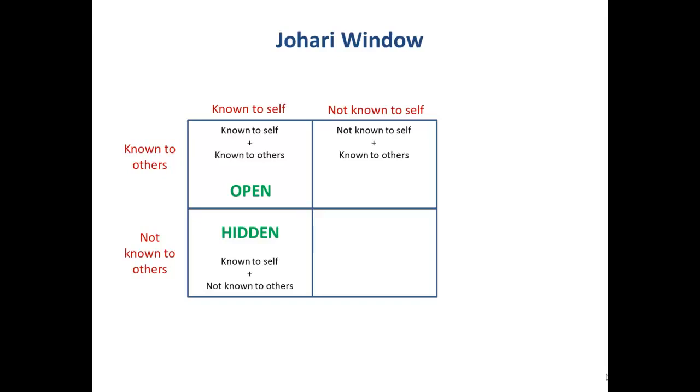Now moving to the upper right corner, here we have information that's not known to you, but that is known to other people. So we refer to that quadrant as the blind spot quadrant. So this could be, I don't realize that I interrupt people all the time in meetings, but everybody else knows that about me. Or I don't realize that I'm really good and calm in a crisis, but everybody else knows that about me. So this is where other people know it, but I don't know about myself.